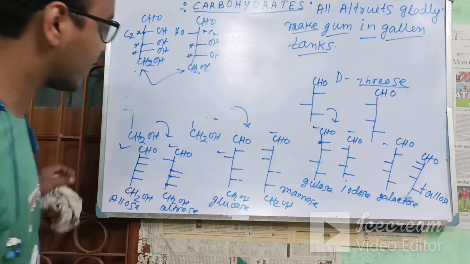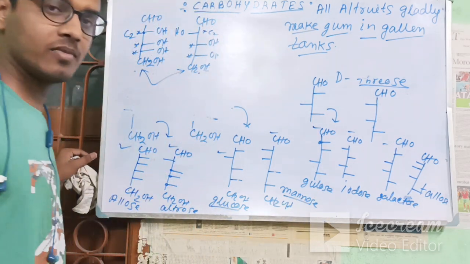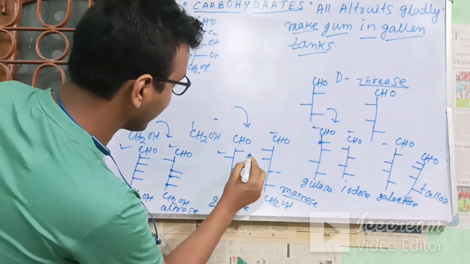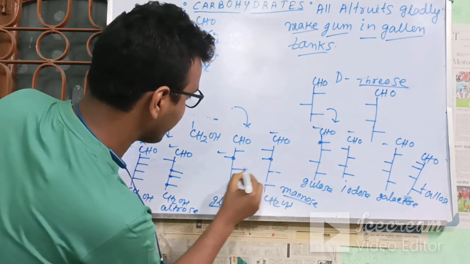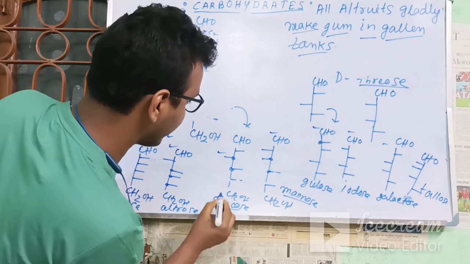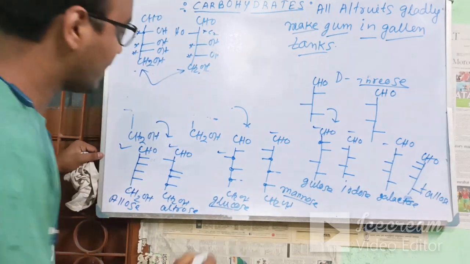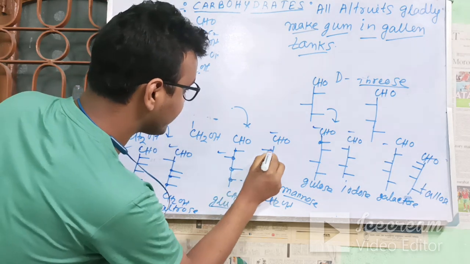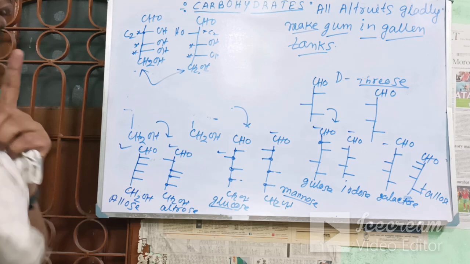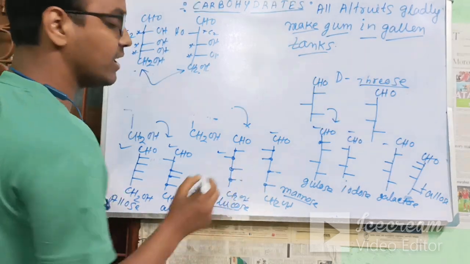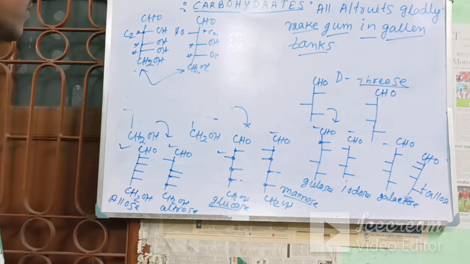Okay. See here the structure of glucose and mannose. Here all are the same. Here this carbon atom is the same. Here see on the left side, your left side. Here also right side. Here right side. Here also right side. Here also right side. Okay, but this position is different. All are the same. If only one is different, at that time it is called an epimer. This glucose and mannose are called epimers.